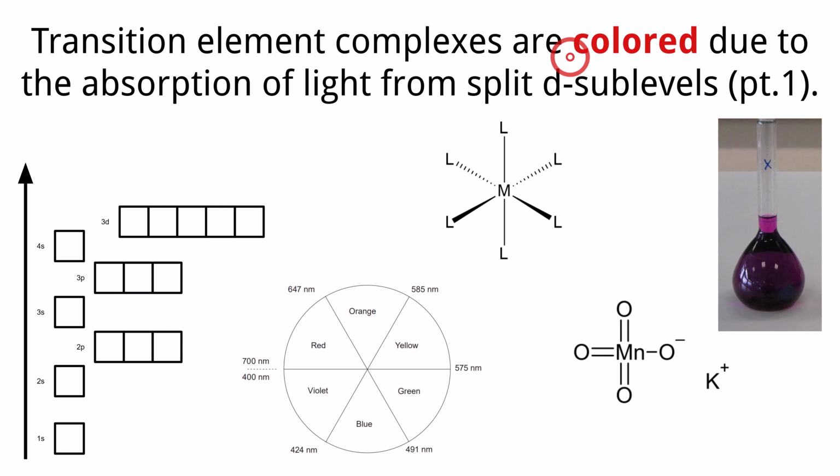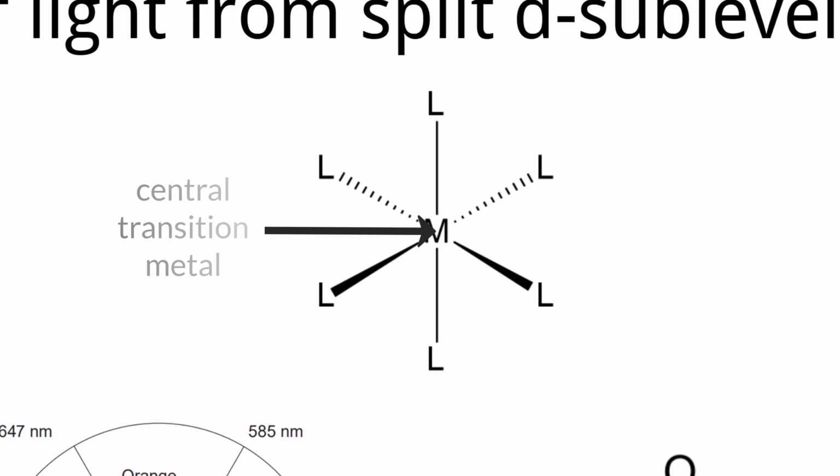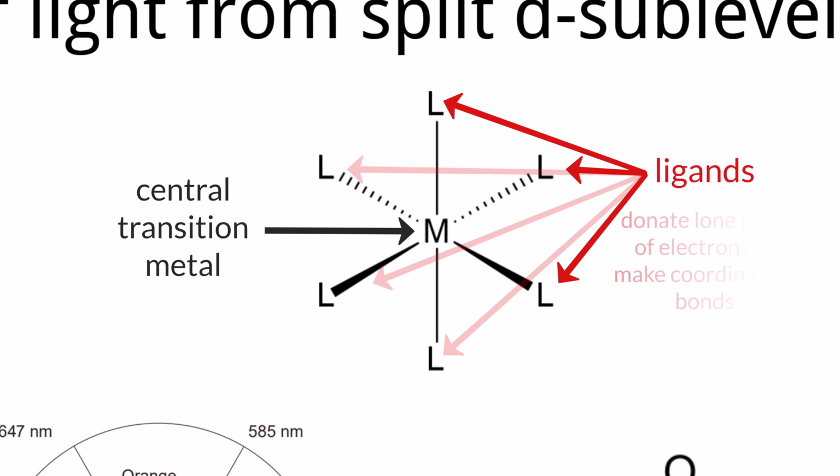As a final note, we have to talk about another cool property of transition metals, which is their ability to create vibrant colors when they create coordinate bonds with ligands in what is called a transition element complex. A transition element complex consists of a central, positively charged transition metal ion, or atom, surrounded by molecules or ions called ligands, which donate lone pairs of electrons to form coordination bonds.